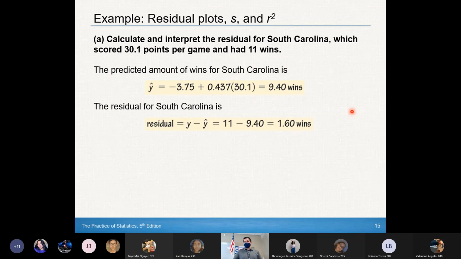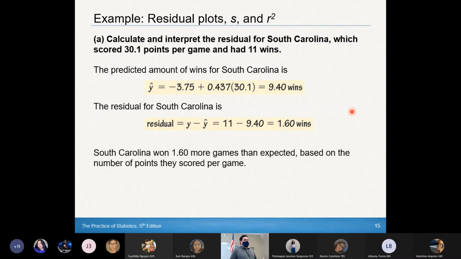We have a positive residual, which means that South Carolina won 1.6 more games than expected, based on the number of points they scored per game. So they did better than expected.